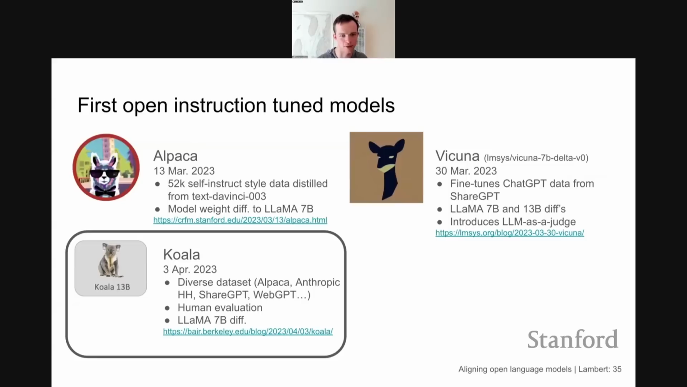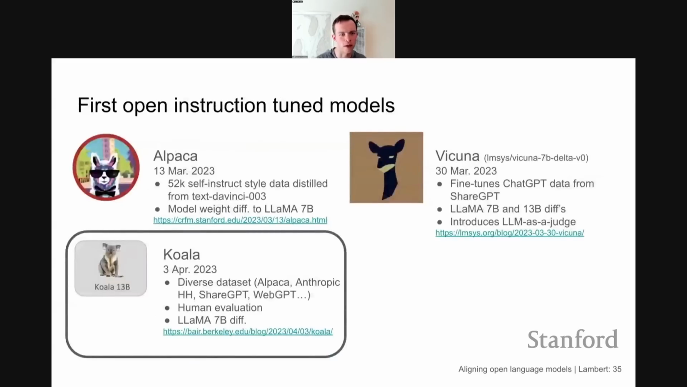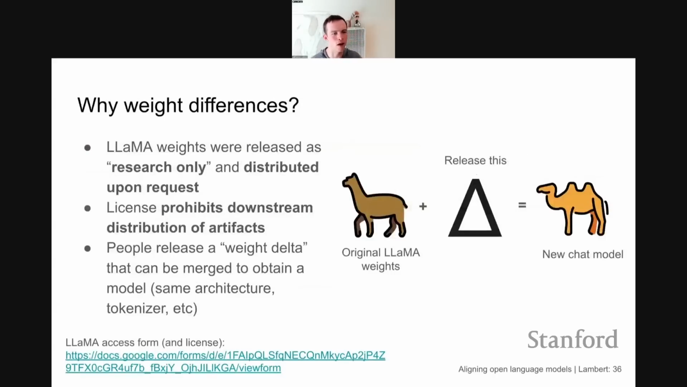Something you might ask looking at these slides is, why weight differences? I have all these slides like weight diff to Llama 7B, weight diff. Essentially, when Llama was released, it was released as research only, and it was distributed to researchers upon request, and the license prohibited people from uploading Llama 1 to HuggingFace. So it's this annoying phase where in order to use a model on HuggingFace, you had to clone it, and then you had to run a script to convert it with this delta into the new model in order to actually use it.